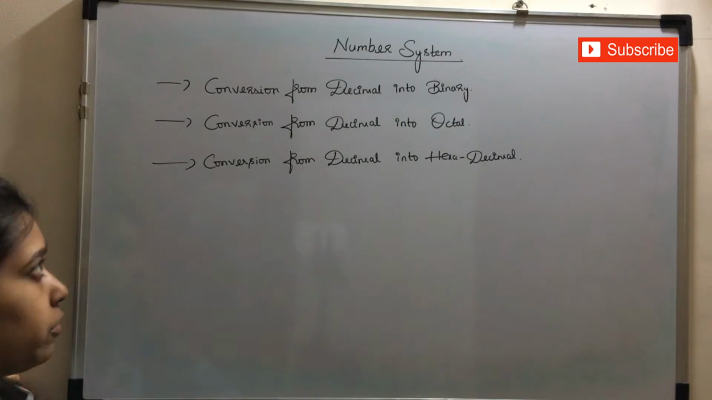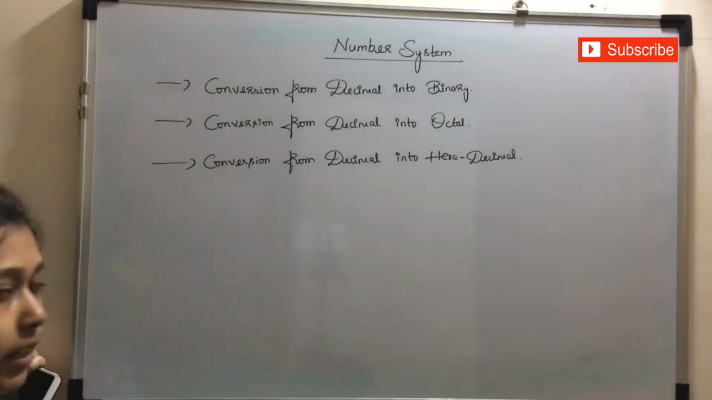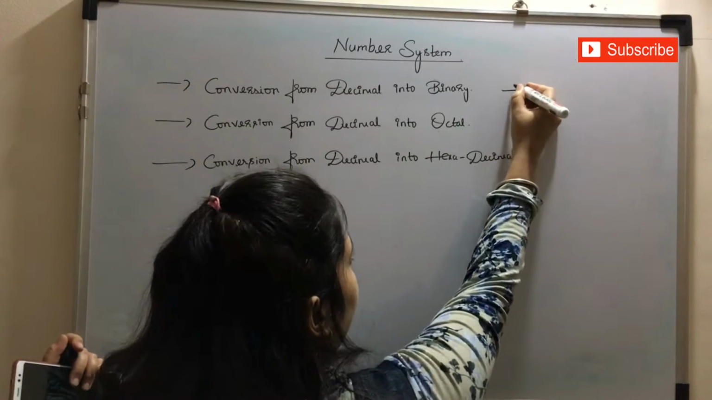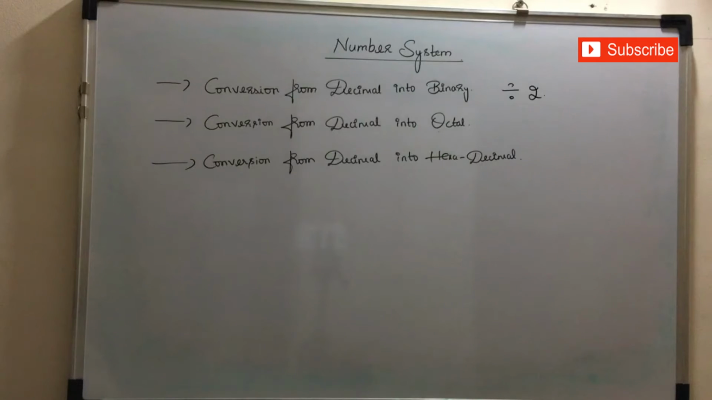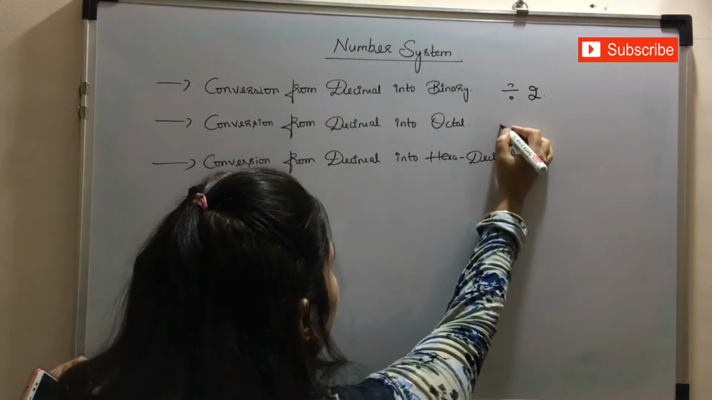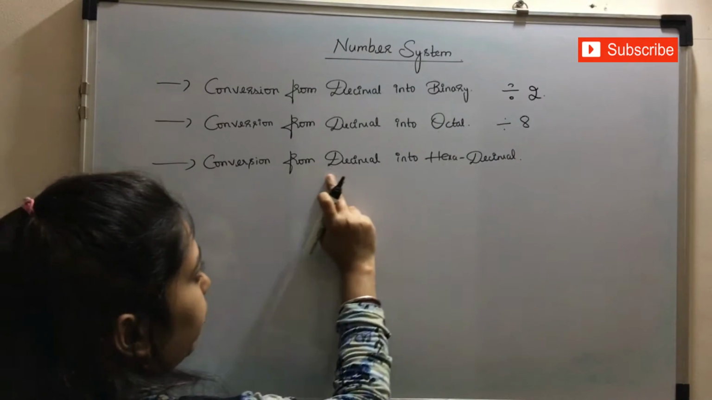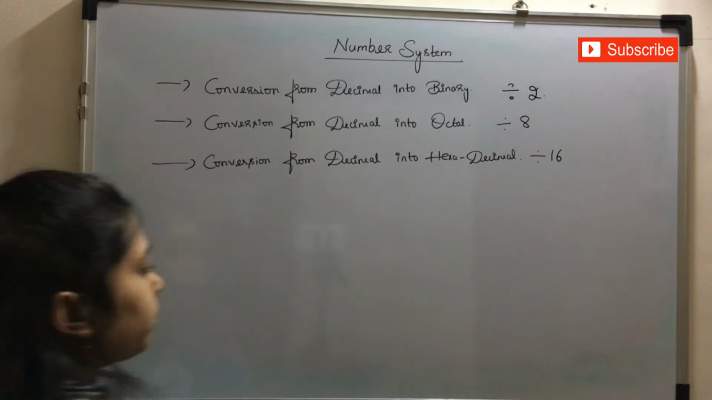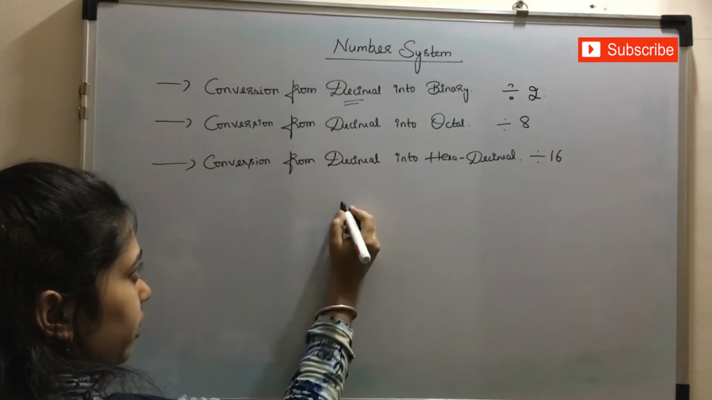So the next conversion is conversion from decimal to binary, conversion from decimal to octal, and conversion from decimal to hexadecimal. To convert from decimal to binary, we have to divide the given number by 2. And to convert from decimal to octal, divide the given number by 8. And to convert from decimal to hexadecimal, divide the given number by 16. And this can be done when the given decimal number is integer.